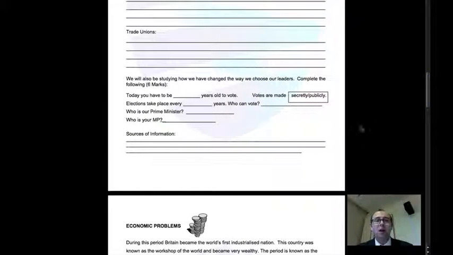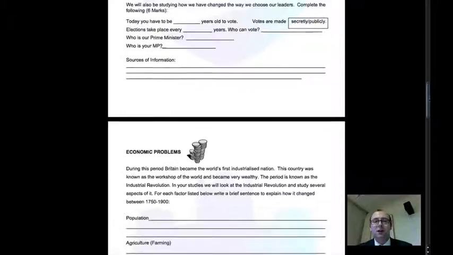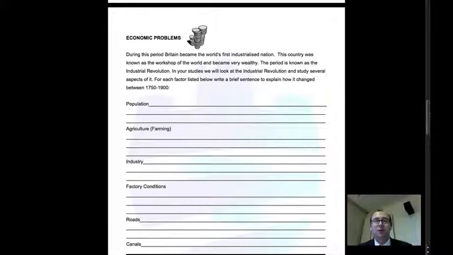Moving on, and then students to inquire as to how we vote for our leaders today. Underneath, again, the sources of information students have used. So having looked at political and social problems, we now look at economic problems.